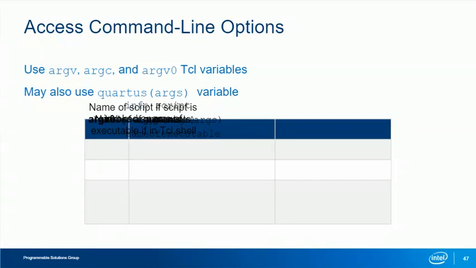The table here shows the functionality of the global Tcl variables along with the equivalent when using the quartus(args) variable. argv is equivalent to quartus(args) and contains the list of command line options. argc contains the number of arguments passed in and is equivalent to the length of the quartus(args) array. Finally, argv0 is the name of the script run from the command line, or if no script is being run, for example when the interpreter is invoked in shell mode, then argv0 is the name of the executable. You can also get this information by calling the info Tcl command with either script or nameofexecutable as the argument.